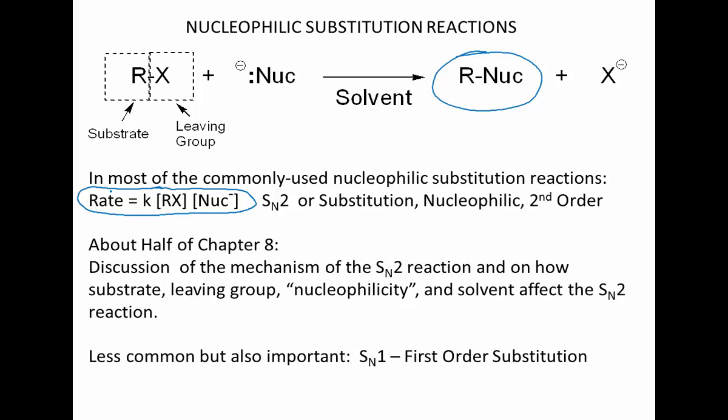After discussion of the SN2 reaction, we're going to look at another type of substitution that goes by first order kinetics, known as SN1. It's not quite as commonly employed as the SN2. And then we'll look at the SN2 and SN1 in competition with previously introduced reactions in Chapter 5, elimination reactions. Okay.